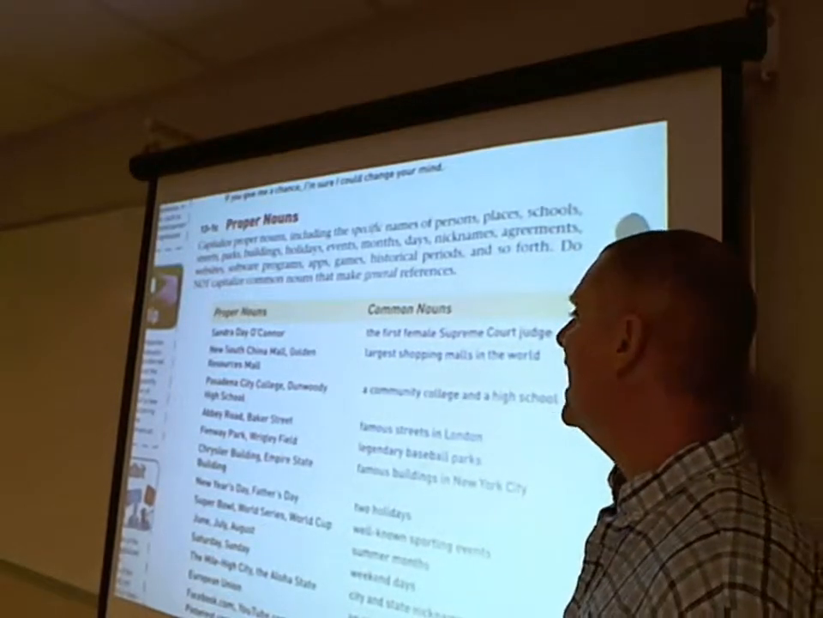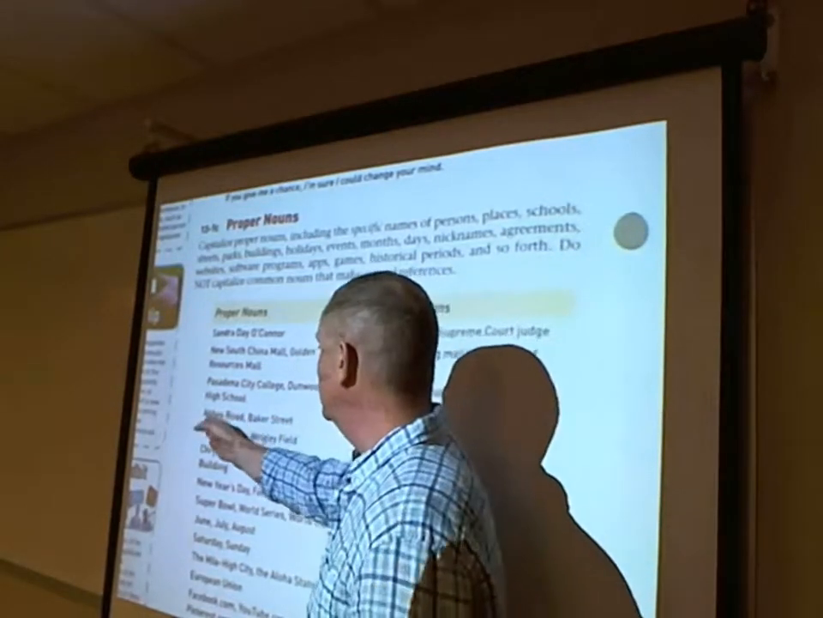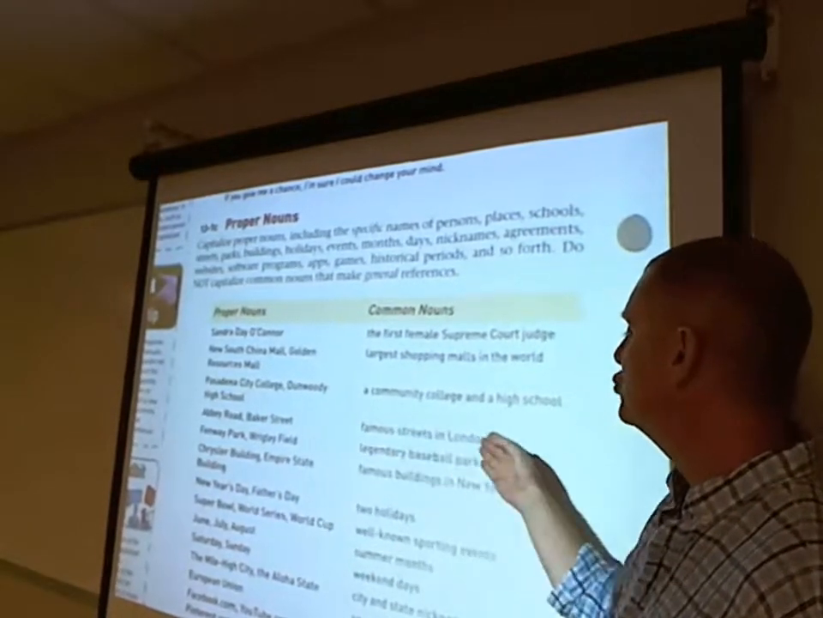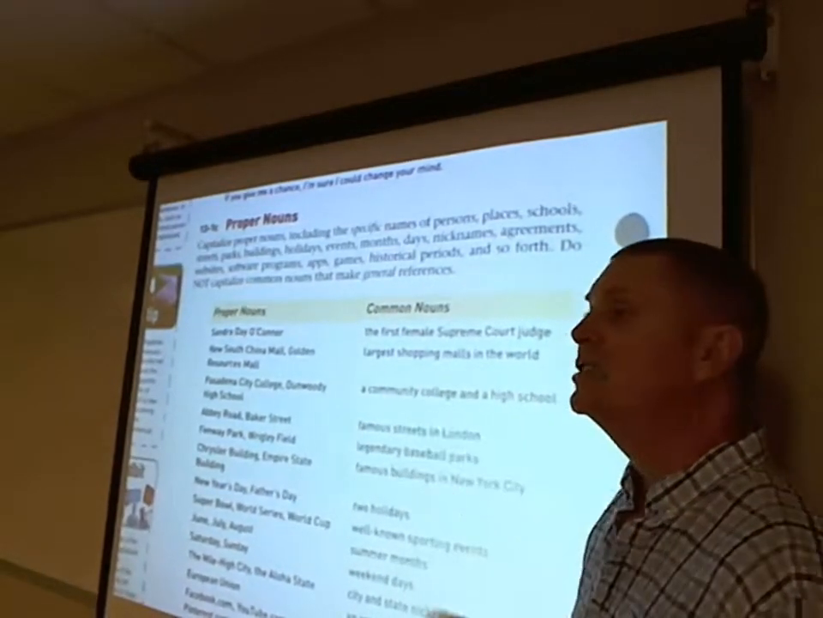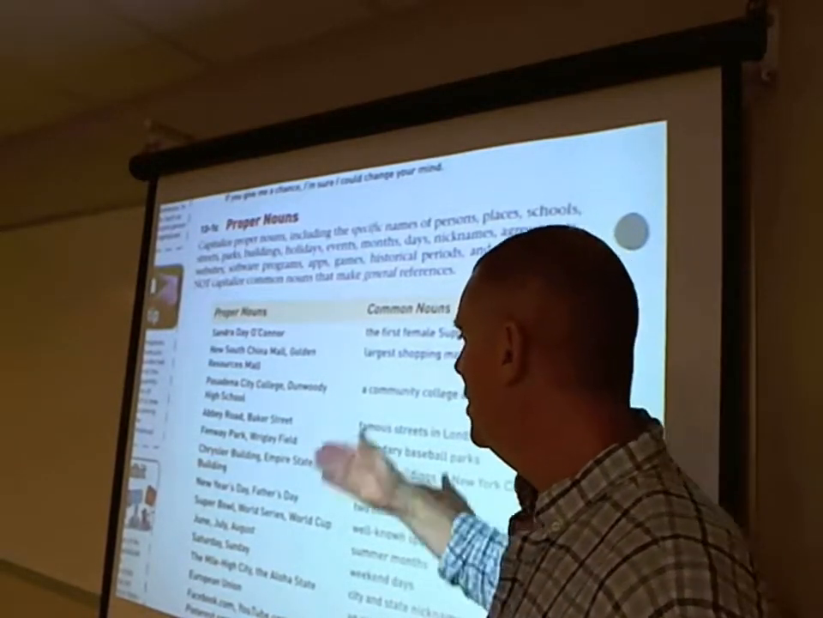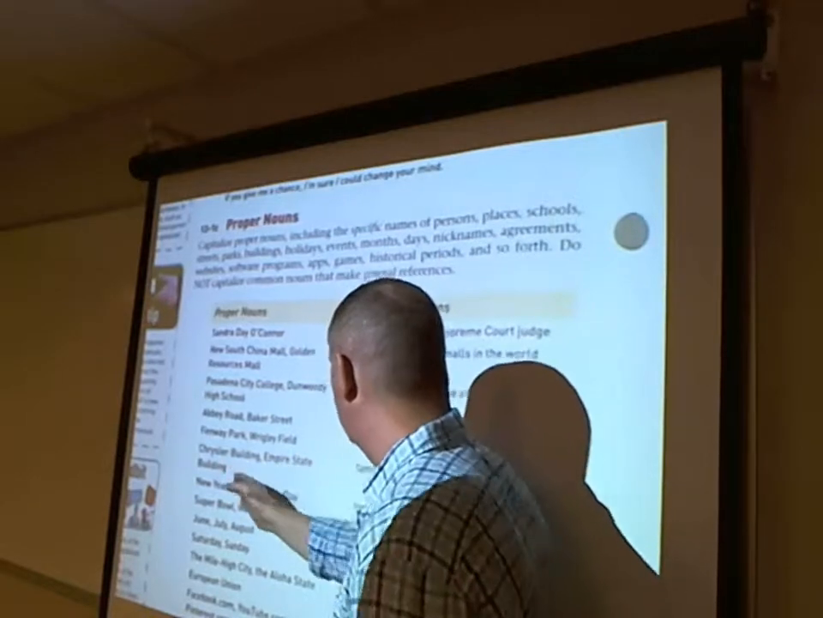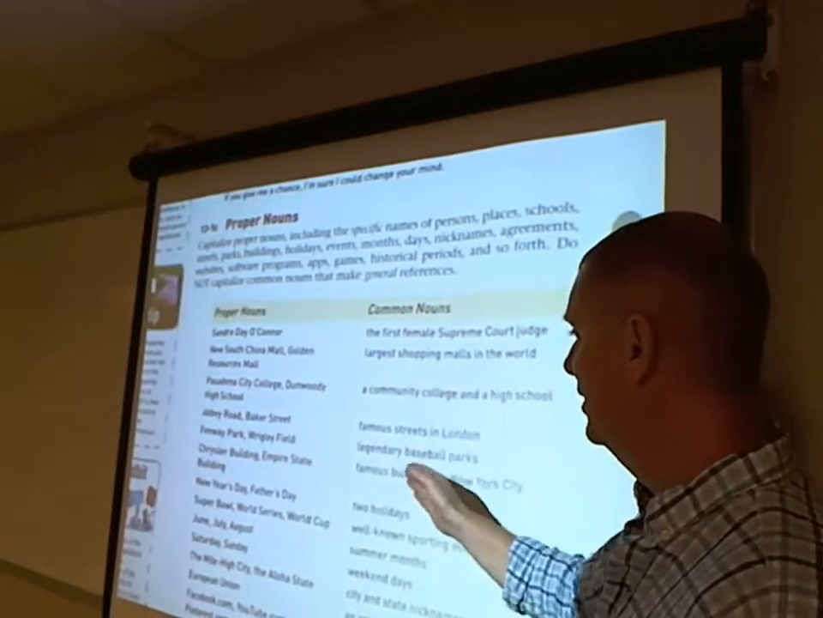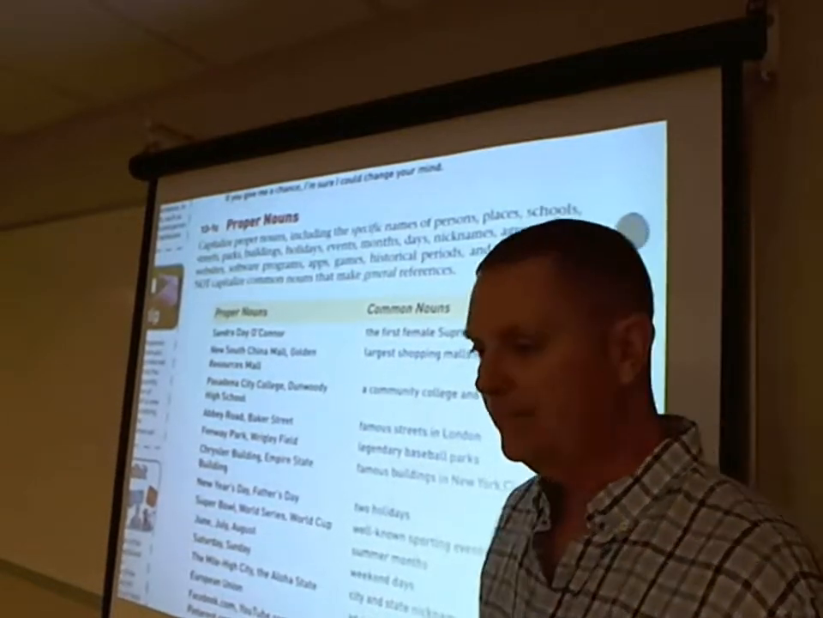institution of learning. But a community college and a high school, those are general references to those titles and are not capitalized. Specific streets, Abbey Road, Baker Street are both capitalized, but these are famous streets in London, which streets is not capitalized here. Of course, London is. And then on and on. Chrysler Building, Empire State Building, those are specific buildings, but they are famous buildings in New York City, so buildings is not capitalized. Okay, the next page.